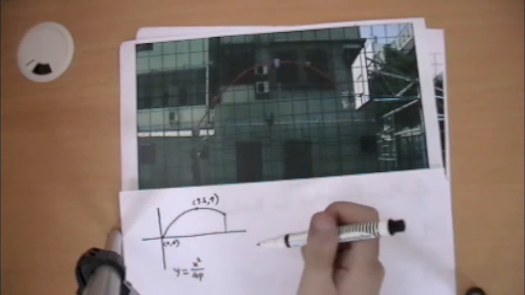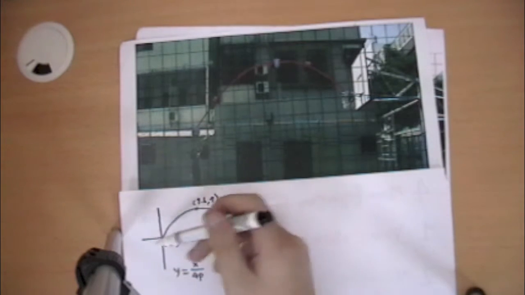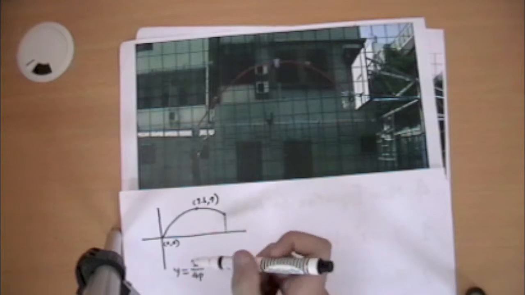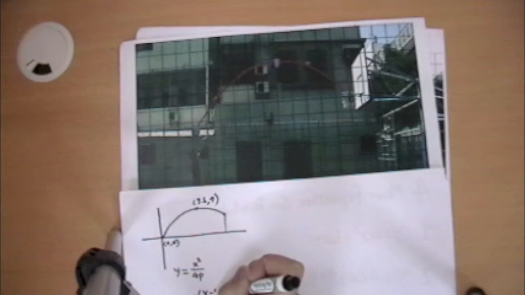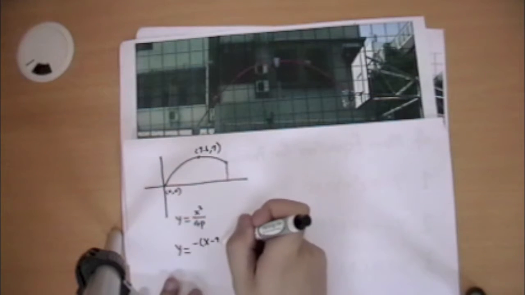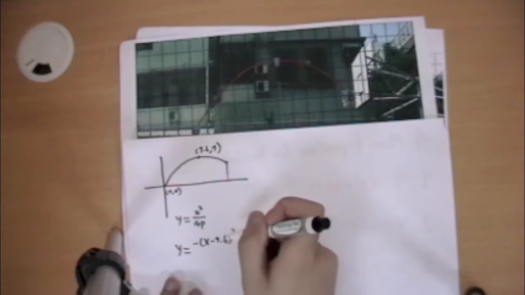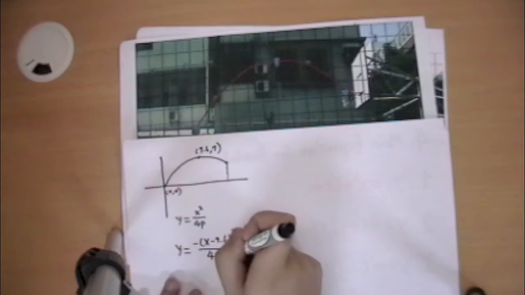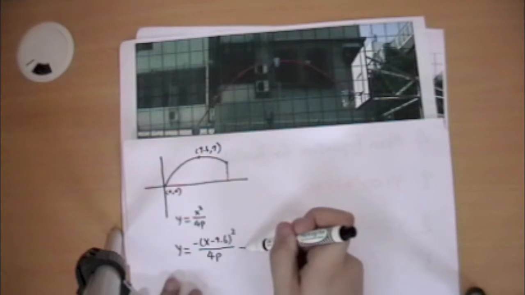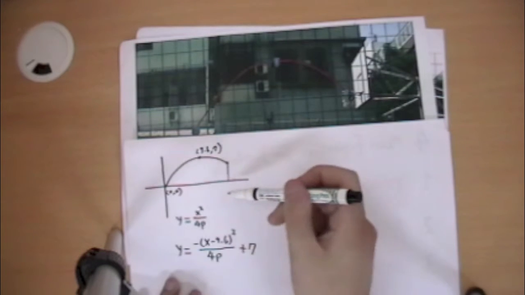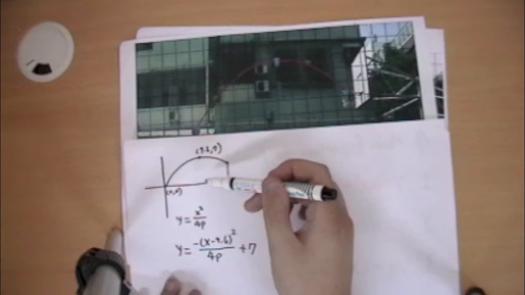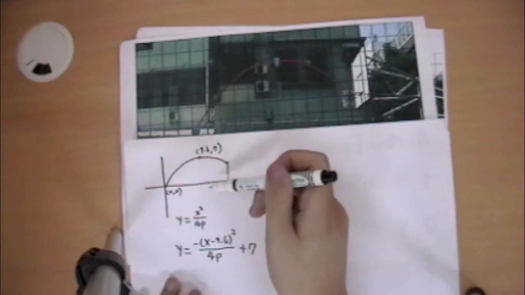Since the graph is shifted to the right and up, we need to change the equation a little bit. We change it to y equals negative (x minus 9.6) squared over 4p, and then plus 7. Then minus 9.6 means it's shifted to the right 9.6, and the 7 means it's shifted upward 7.